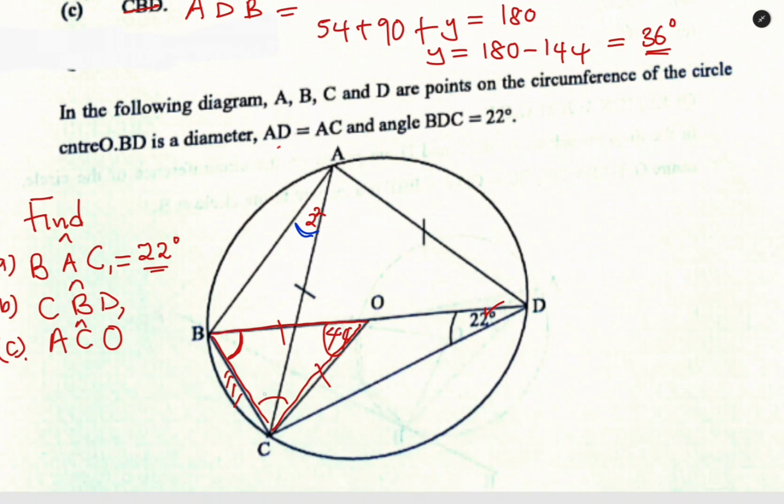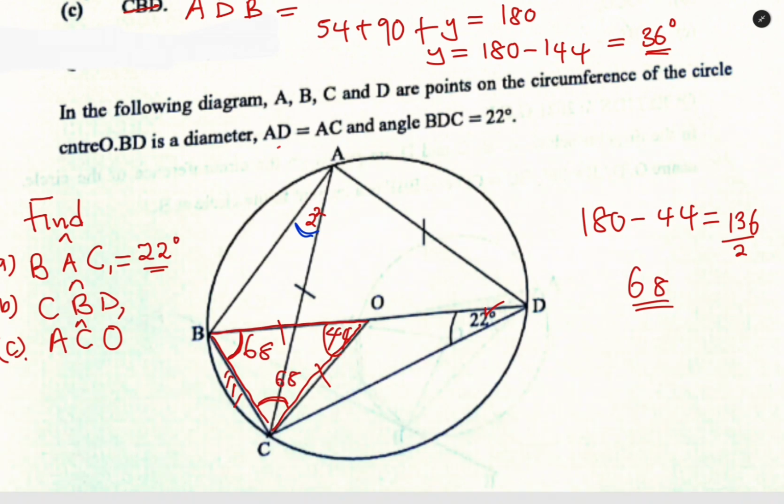So to find this and this, we are just going to subtract 180 minus 44. What are you going to find? This one should be able to give us 136. Then divided by 2 should be able to give us 68. So this is 68, and also this is 68.